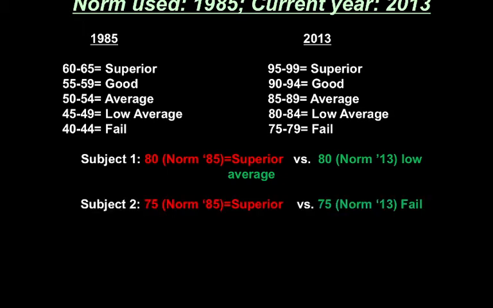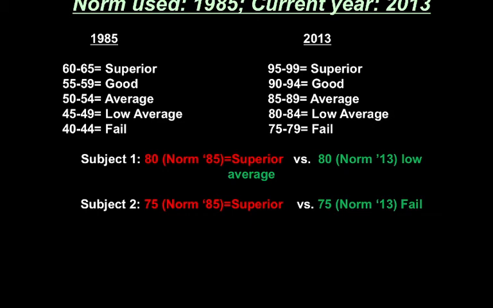The same thing with participant 2. She scores 75. You use the 1985 norm, it means she is superior. But 75, the raw score of 75 in 2013 means fail. Big difference. From above the mean, way above the mean, 1985, to way below the mean, 2013.